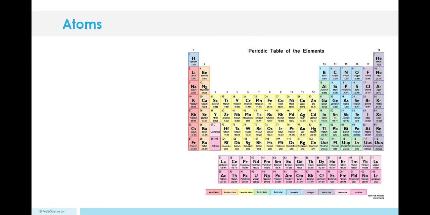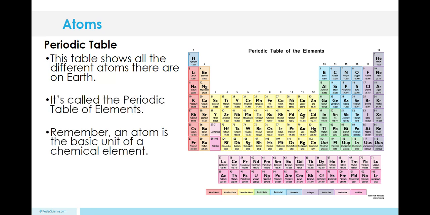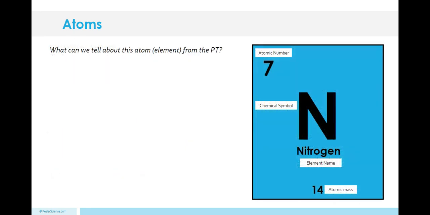What you're seeing here is a picture of the periodic table of elements. And this shows all of the different elements that we've been able to identify here on Earth. And just remember that an atom is the basic unit of every element. So let's take a look at an element tile. Hopefully you're able to recall this information from when we did this unit.